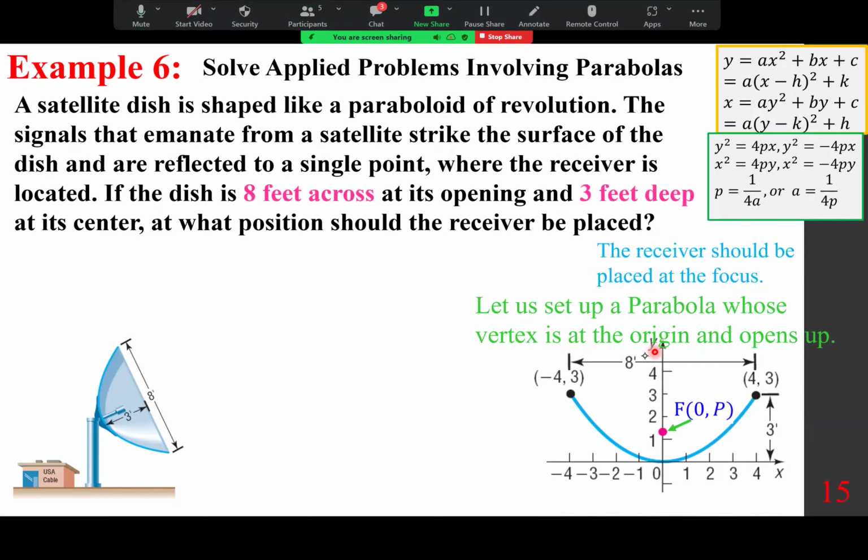And it looks like that. We have the x-axis, the y-axis, the vertex is 0, 0 here. It is like this. We know this is 8 feet. So somewhere here, if this is 8 feet, 4 feet to the right, 4 feet to the left, gives you -4. And this is 3 feet deep.